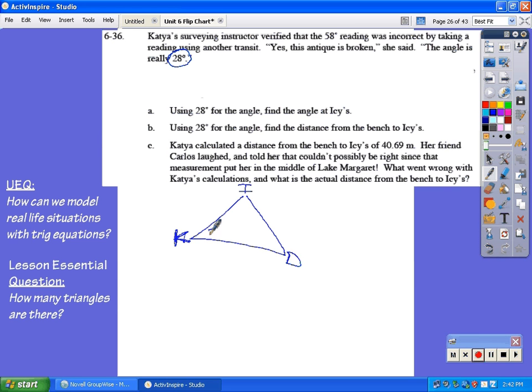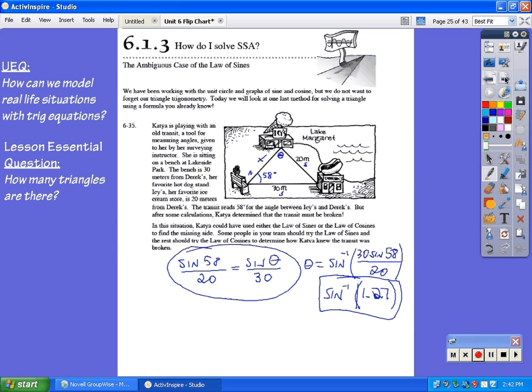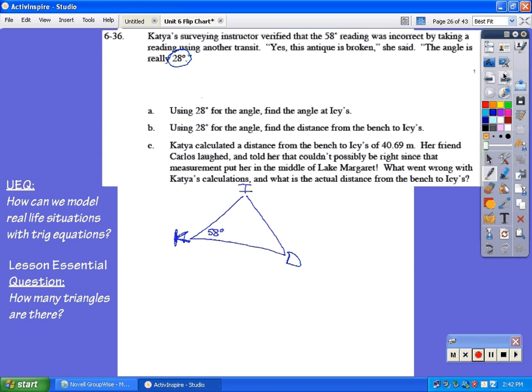We already knew this angle was 58. Let's go back one. Forget what the side lengths were, 20 and 30. We knew this side was 20 and this side was 30. The new angle we're using there is 28 degrees. Just like we started in class today, we have angle, side, side, so there's a possibility here for two triangles.